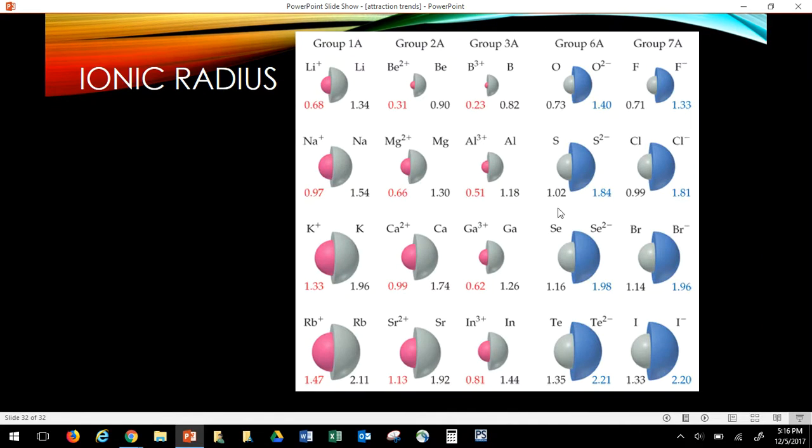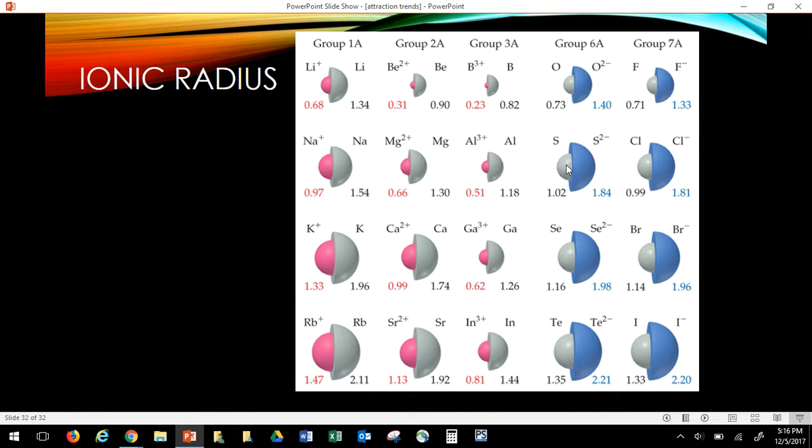All right, and here is the summary where you can see things that are positive that lose electrons are smaller than their neutral non-positive atoms. So here's what half of a sodium atom would look like, and here's what half of a sodium ion would look like. Here's what half of a magnesium atom would look like, and here's half of what a magnesium ion would look like. So they get smaller as they lose electrons because it's allowed to get a little more attraction in there. And the opposite happens when they gain electrons.